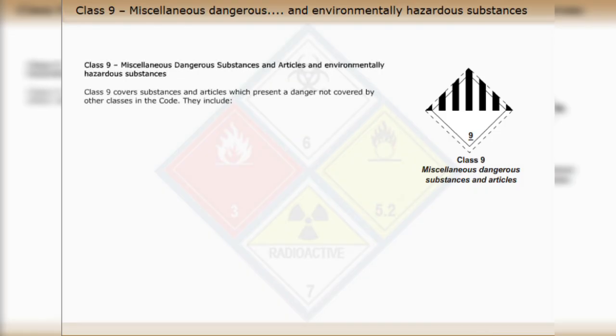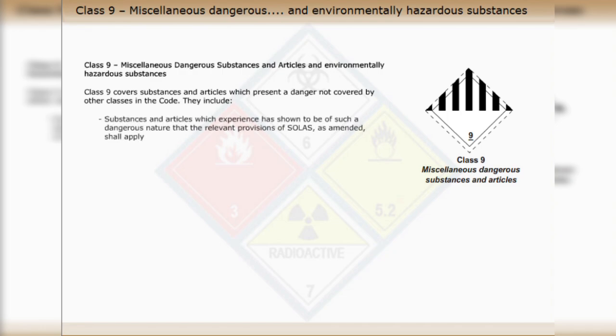Class 9 covers substances and articles which present a danger not covered by other classes in the code. They include substances and articles which experience has shown to be of such a dangerous nature that the relevant provisions of SOLAS, as amended, shall apply. Substances not subject to the provisions of SOLAS, but to which the relevant provisions of MARPOL apply.